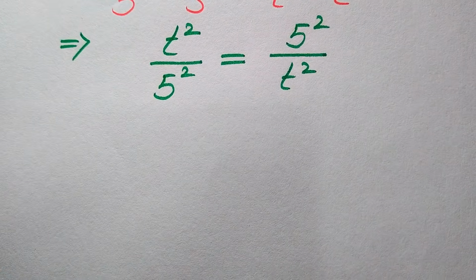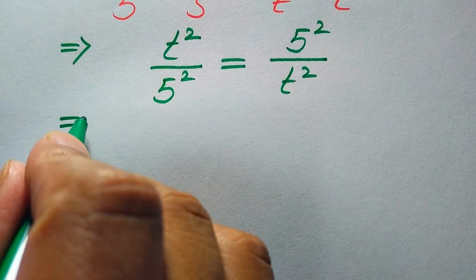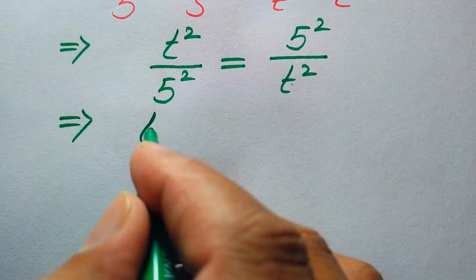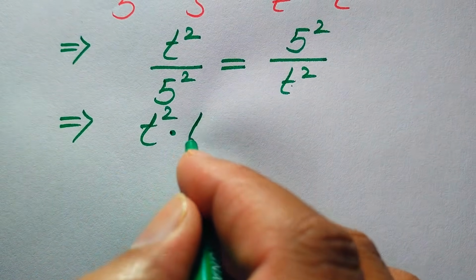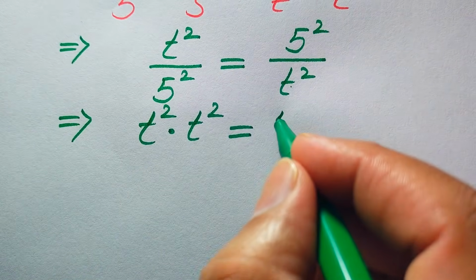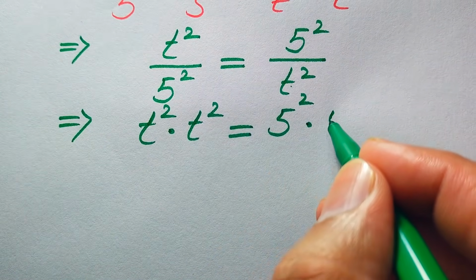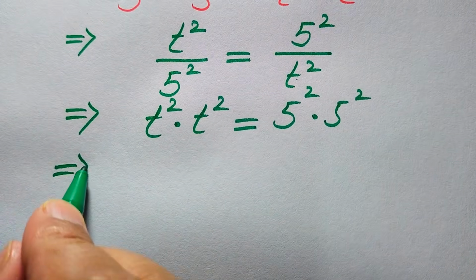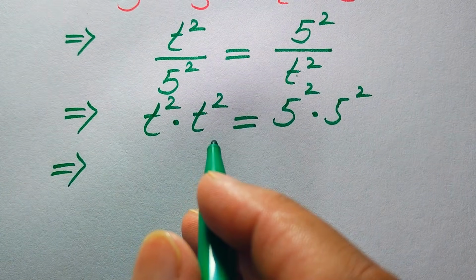And further in the next step we need to cross multiply the terms, and when we cross multiply the terms we multiply this t square with this t square, and it will be written as t square multiplied by t square is equal to, and we multiply 5 square with this 5 square and we obtain 5 square times 5 square.